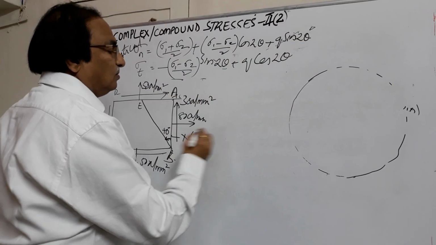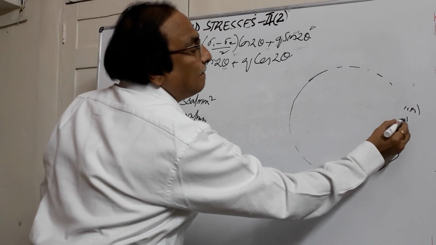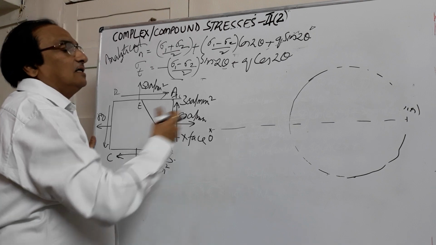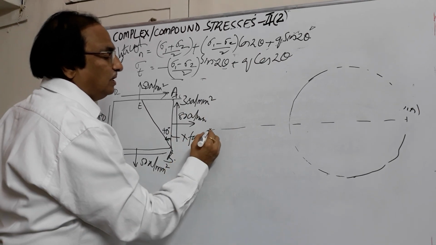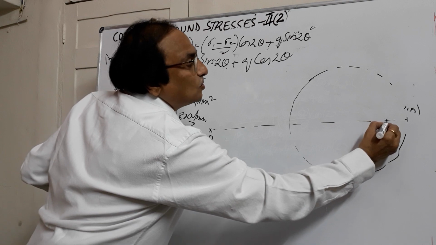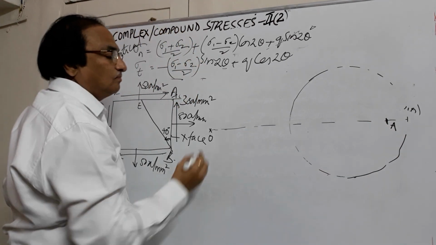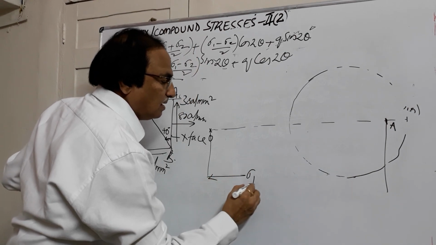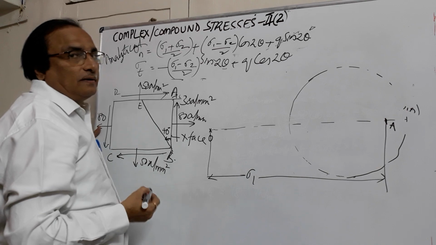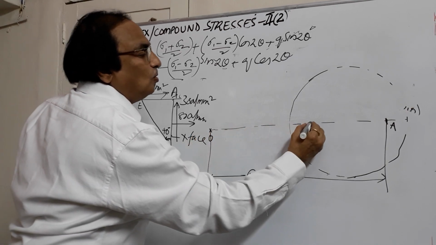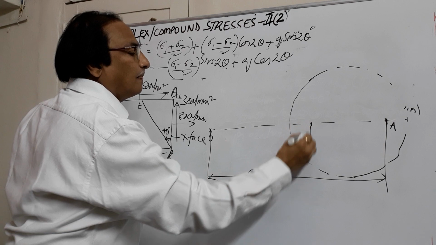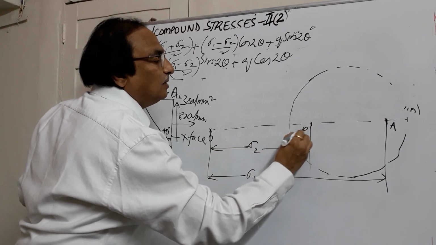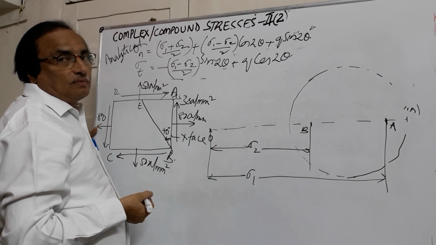Now here what we'll do, we'll select a point origin. Both stresses are tensile, so both will be measured in the right direction. Now plot a distance OA. This OA will represent the stress sigma 1. Similarly, plot a point OB. This OB will represent the value of sigma 2.